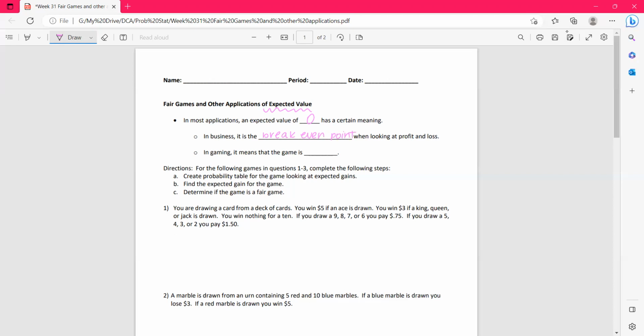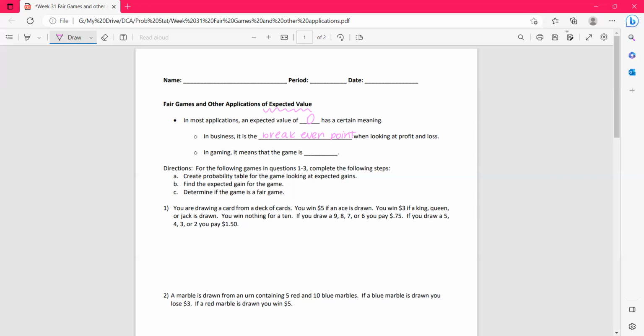We're looking at a profit and a loss, right? So if it costs you $5 to make the lemonade, and then you're charging $4 for the lemonade, you're not really making any money, right? You haven't broken even with that expected value, so you'll need to reassess.